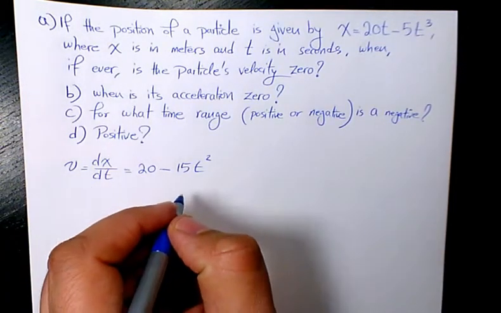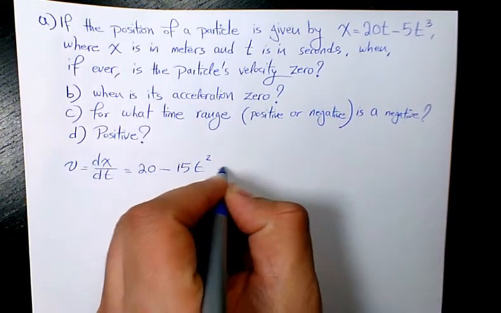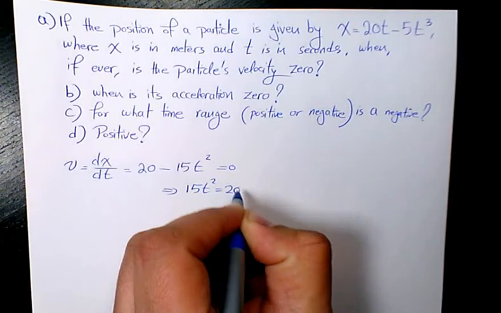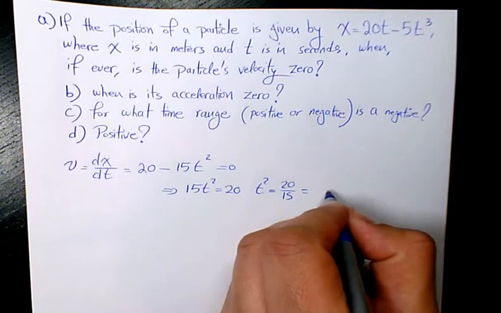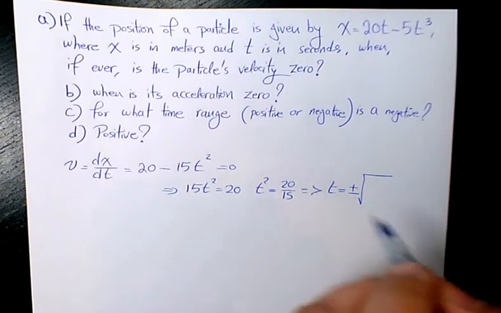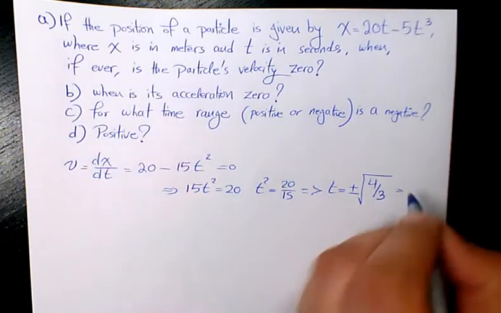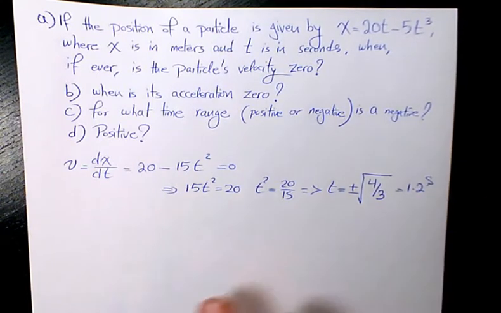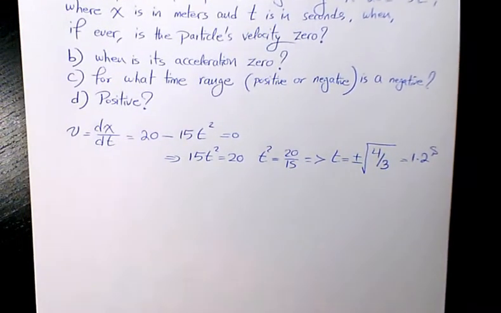Since the velocity is going to be 0, I need to make it equal to 0. Therefore, 15t squared equals 20. So t squared is going to be 20 divided by 15, which means t equals plus or minus the square root of, when we reduce it, 4 over 3. The negative is not acceptable because we don't have negative time, and it's going to be 1.2 seconds. So at t equals 1.2, velocity will be 0.